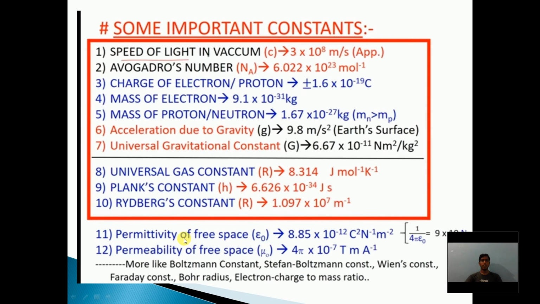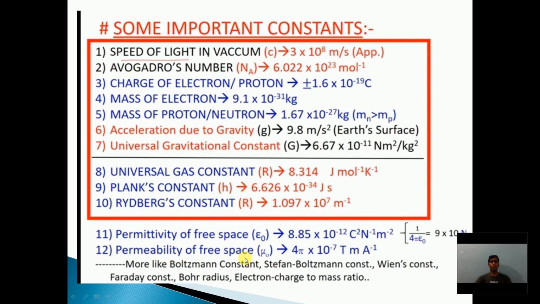Next, the permittivity of free space. Here you will observe epsilon naught. Actually, we learn this in electric field, and I will explain that in detail. Now coming to this constant, remember this value: 8.85 into 10 to the power of minus 12 coulomb square per Newton per meter square. So this is the value of epsilon naught.